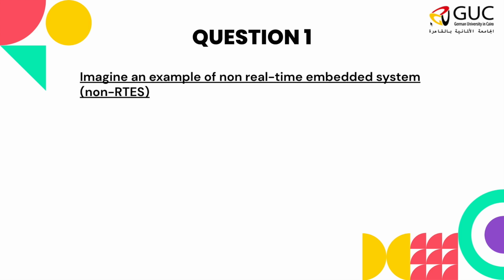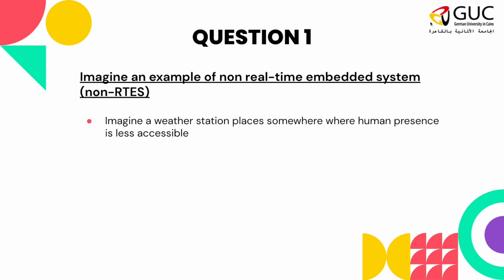Now, imagine an example of a non-real-time embedded system, or a non-RTES. As I told you before, we can have non-real-time embedded systems. But where can we find them? Let's imagine this scenario. Imagine a weather station placed somewhere where human presence is less accessible, where humans cannot easily access this station. For example, the desert or rural areas where you cannot be physically present all of the time.